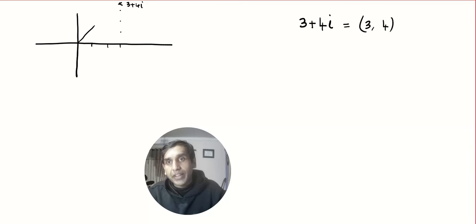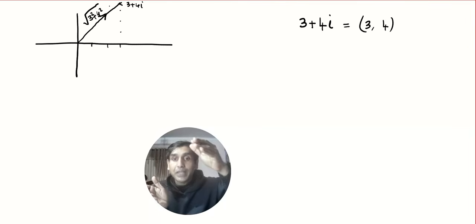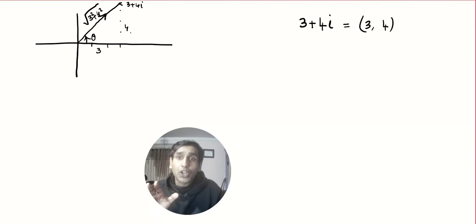Now the vector diagram gives me the same complex number like this. And I can find the length, that will be root under 3 square plus 4 square. Do you remember? Modulus means the length of the vector. And I can also find this angle. Can you see? I can find this angle. And by calculation, I know it is like tan inverse. This length is 3, this length is 4. So the basic trigonometry tells me this angle will be tan inverse 4 by 3.